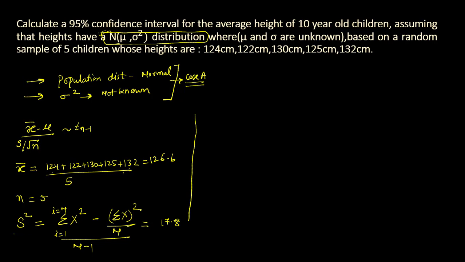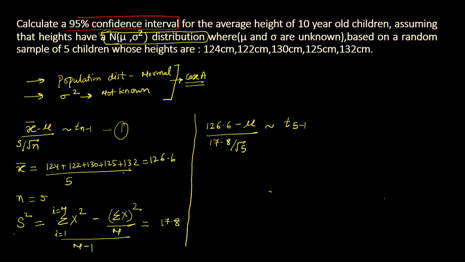So now, putting the values in the given equation, that is equation 1, 126.6 minus mu divided by 17.8 divided by root over 5 is distributed as t 5 minus 1. Before coming to the t table, let us discuss the confidence interval. We have been given that the confidence interval is 95%.